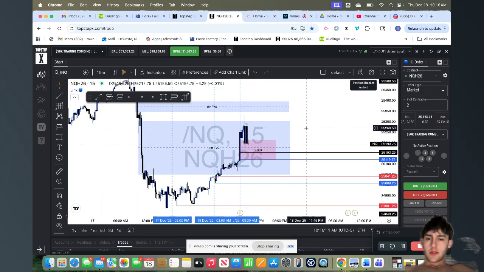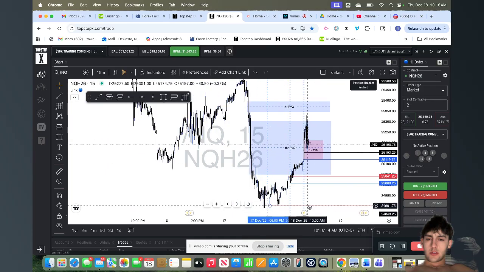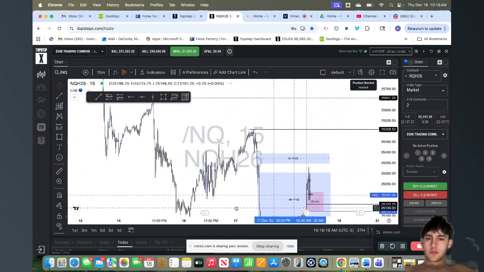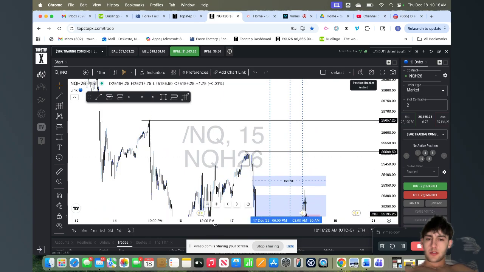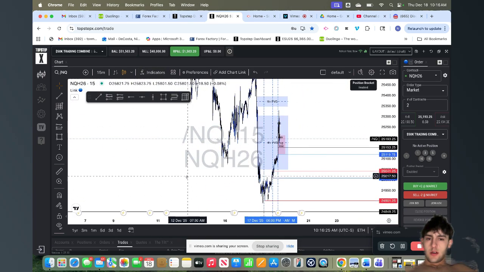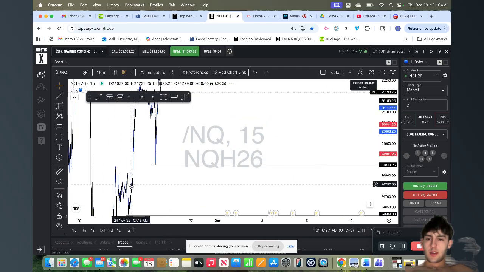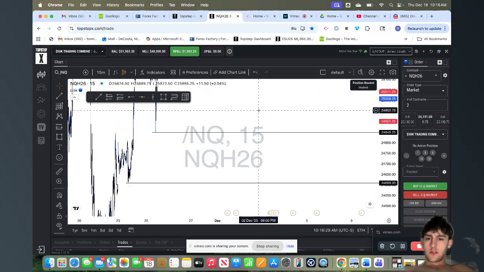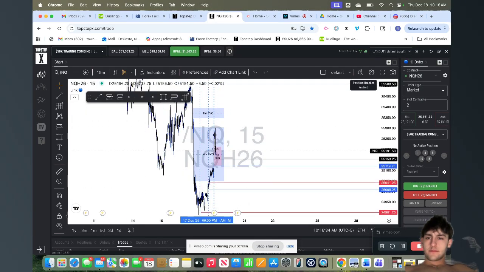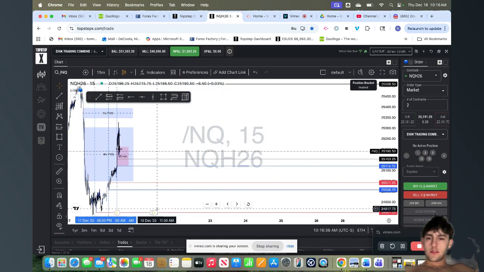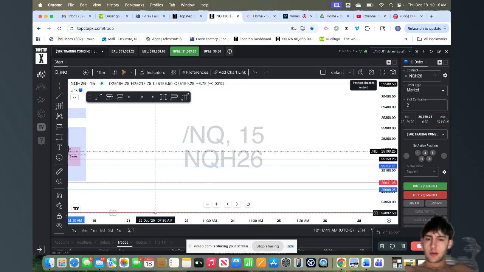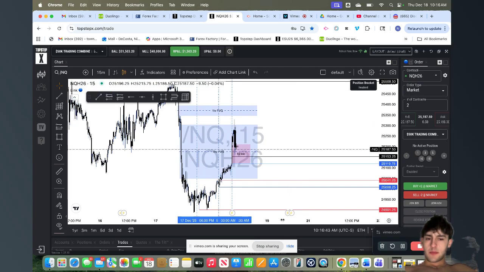So let's break down what the charts were presenting for the day. In terms of draws of liquidity, we have this draw up here and this draw up here. We are following this downtrend right now. And then to the downside, we had these two draws right here. And then we had this big 4 hour imbalance, and then resting above was a 1 hour imbalance. So I just kept that in my mind.